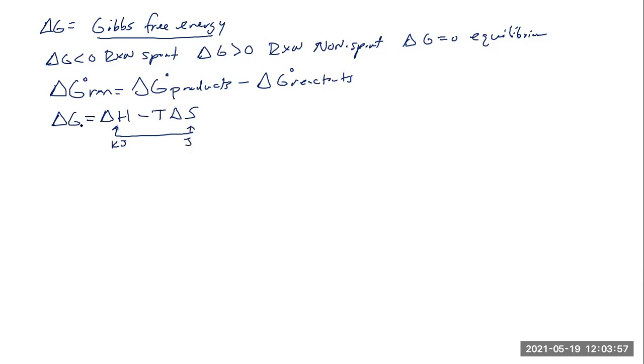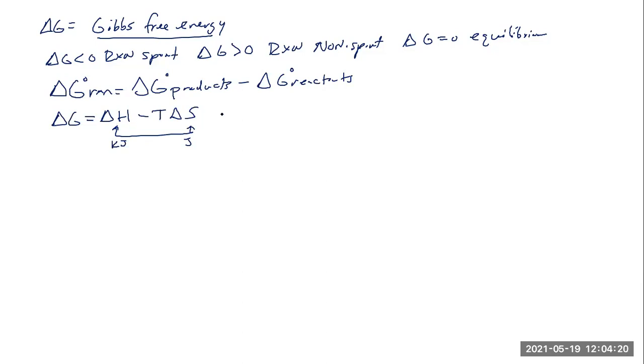We also talked about that we can use this equation for a couple of things. First off, we can use it to make a prediction based on the signs of delta H and delta S as to whether or not we expect the reaction to be spontaneous under a low temperature, high temperature, or normal temperature situation.